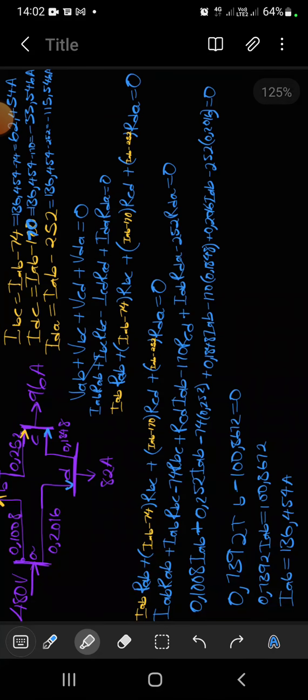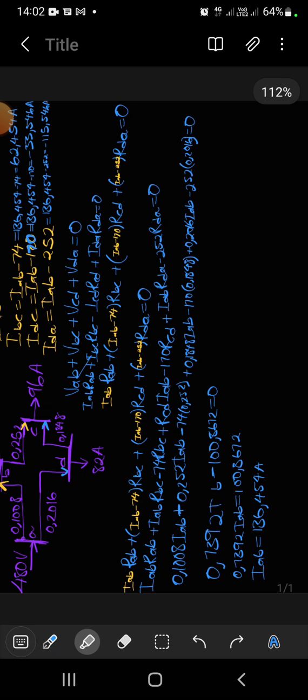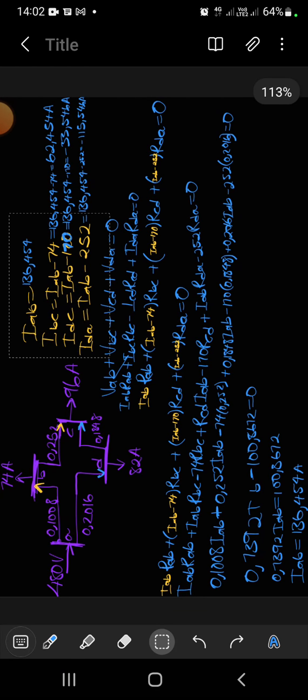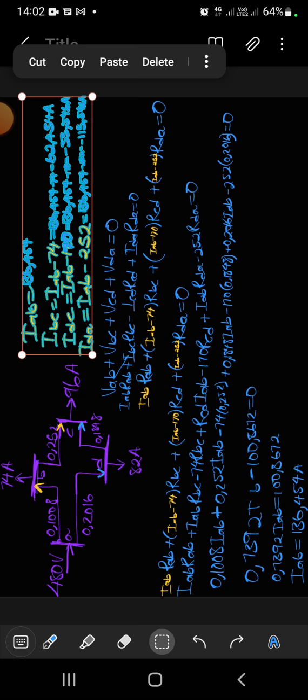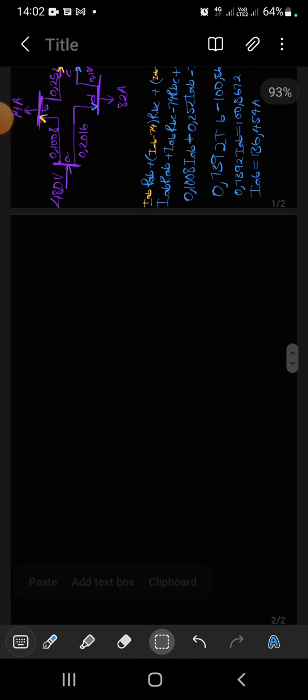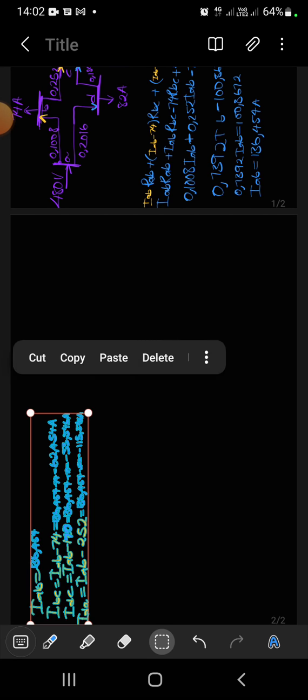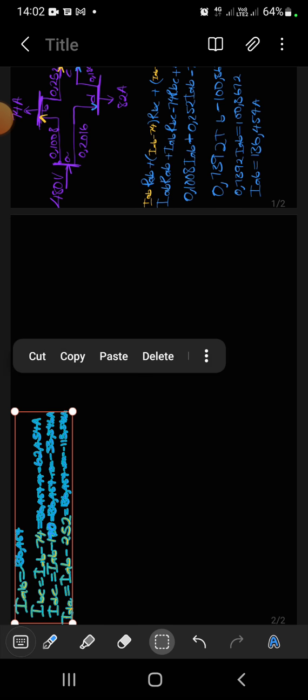So now I'm gonna calculate the voltage drop by each distributor. We know that, oh, I don't have space. What should I do? Let me copy all of this and paste them on the next page. Now we're gonna calculate the voltage drop per each distributor.